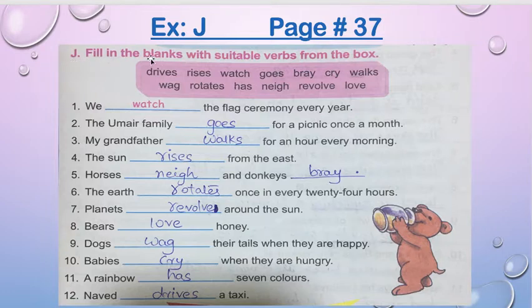Exercise J, fill in the blanks with suitable verbs from the box. Okay, and there is a box given and the answers are given here in the form of verbs. So let us choose the answers and fill in the blanks with the appropriate answers. Okay, let us see what is there in the box. Drives, rises, watch, goes, bray, cry, walks, wag, rotates, has, knee, revolve, love.